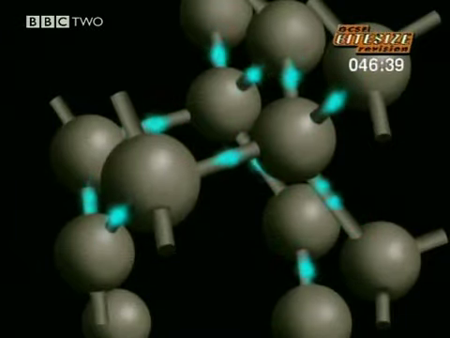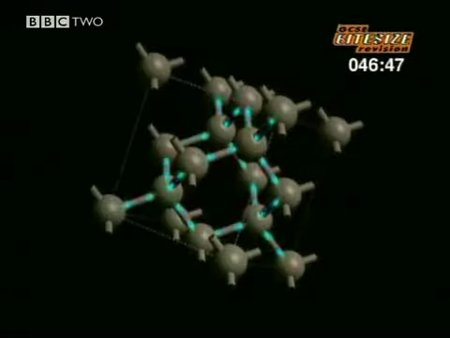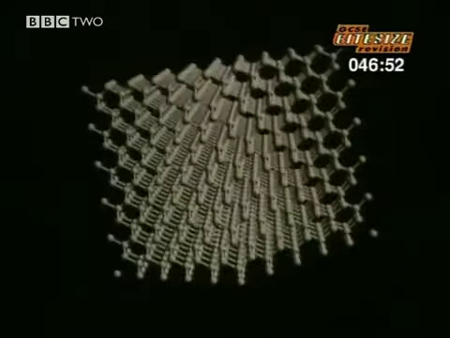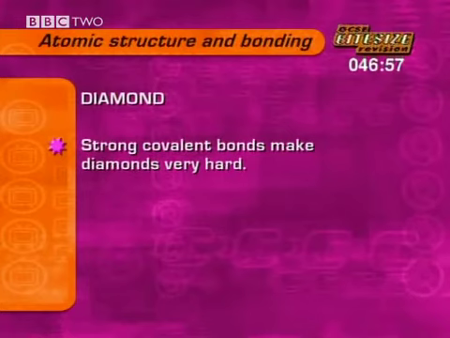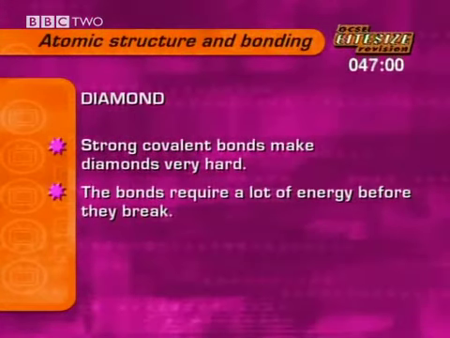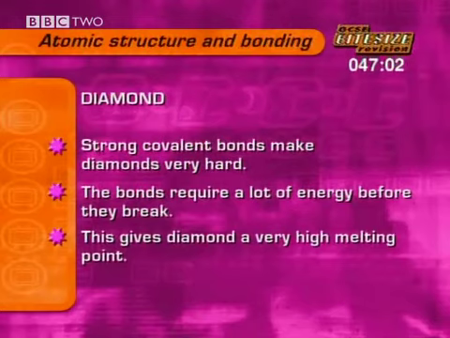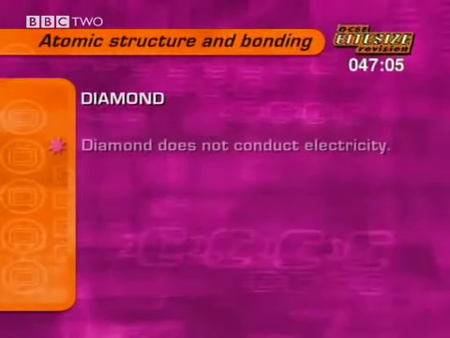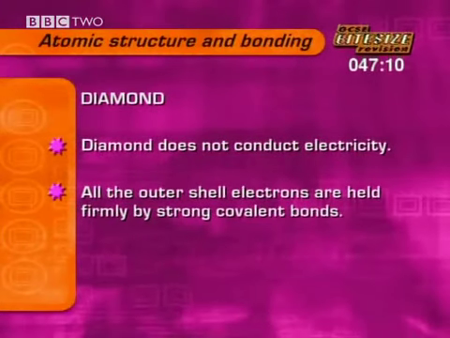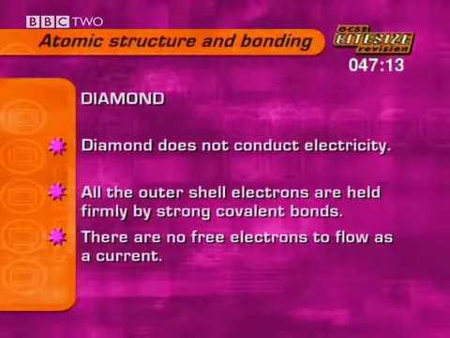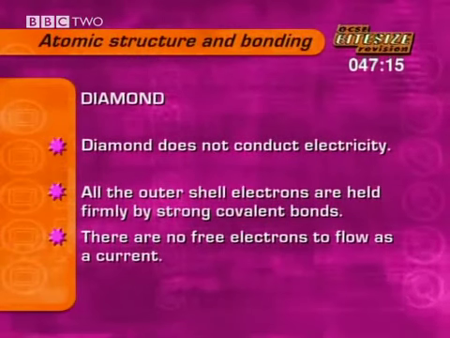This is the atomic structure of diamond. Inside diamond, each carbon atom is strongly bonded to 4 other carbon atoms. This interlocking structure of strong covalent bonds extends throughout the giant three-dimensional structure. The strong covalent bonds make diamonds very hard. These bonds require a lot of energy before they break. This gives diamond a very high melting point. Diamond doesn't conduct electricity because all the outer shell electrons are held firmly by strong covalent bonds, so there are no free electrons to flow as current.